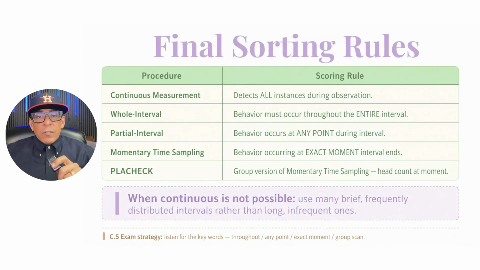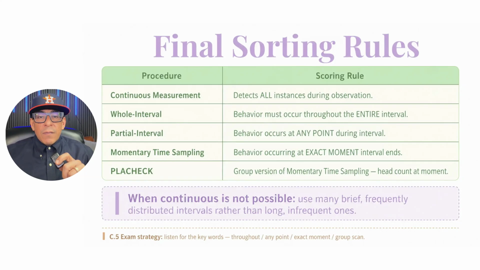Here's the final C5 sorting rule. Continuous data measurement detects all instances of the target behavior during the observation period. Discontinuous measurement may miss some instances of the response class of interest. Whole interval recording scores behavior only when it occurs throughout the entire interval. Partial interval recording scores behavior when it occurs at any point during the interval. Momentary time sampling scores behavior if it is occurring at the specific moment the interval ends. Play check is a group version of momentary time sampling.